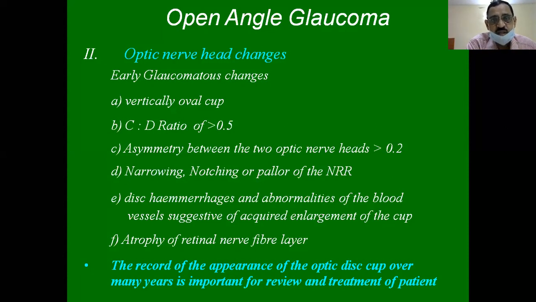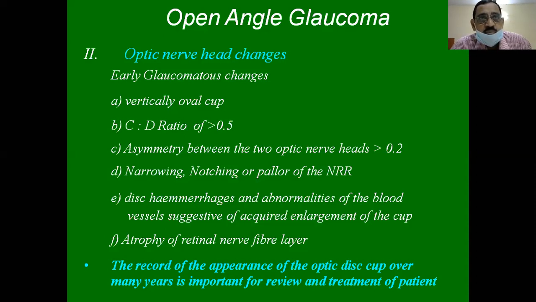If we have the documentation, the old optic nerve head pictures, that can definitely give you an idea as to the progression of the open angle glaucoma or worsening of the open angle glaucoma. So the various changes we see in case of open angle glaucoma in the optic nerve head are early glaucomatous changes and late glaucomatous changes.